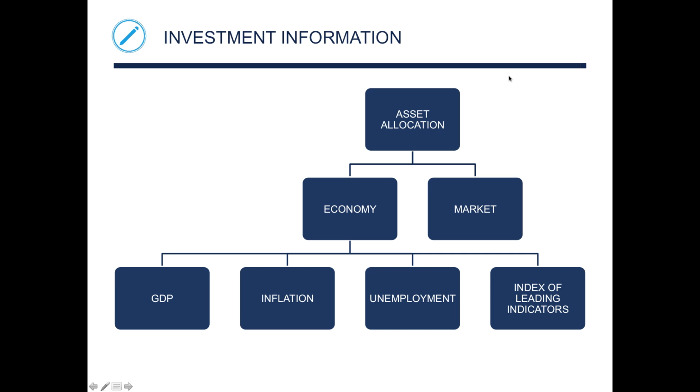When it comes to asset allocation via the economy, you have a couple of things to consider. One of them is GDP, or gross domestic product, and inflation, which further subdivides into the currency valuation as well. The unemployment rate also is an important factor when it comes to asset allocation.